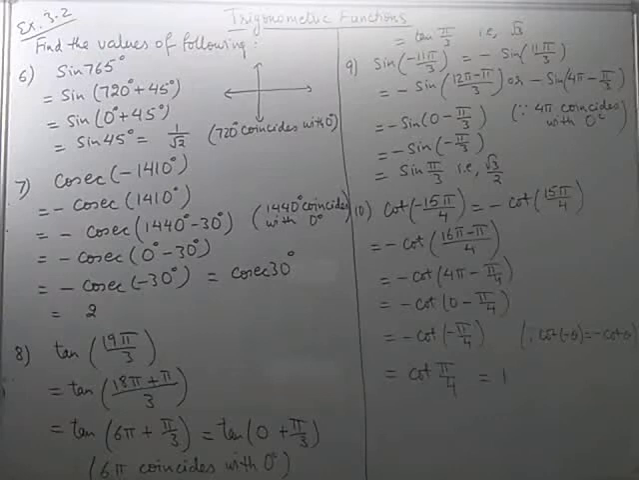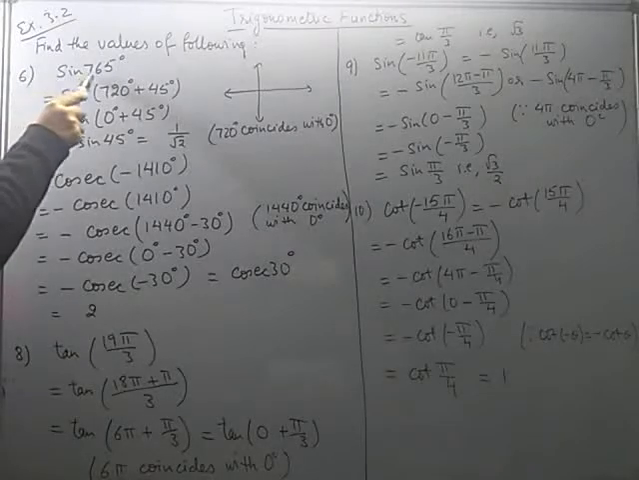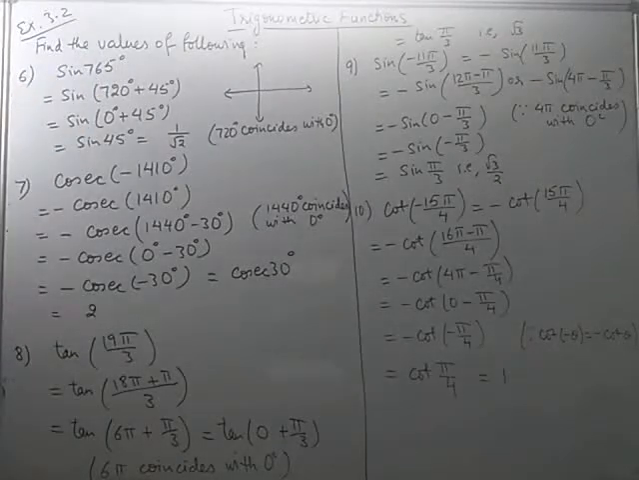Okay, children. Now let us find the trigonometric functions for the angles which are not actually the angles of the first quadrant. They may be coinciding with the angles of the first, second, third or fourth quadrant. See this one. It is sine 765 degrees. So I am going to break 765 degrees as a sum of an acute angle and the remaining part.